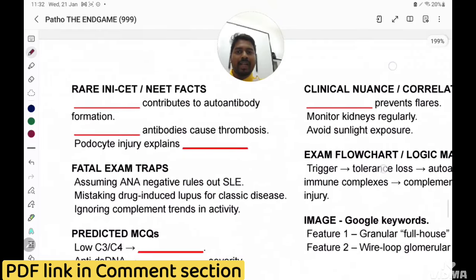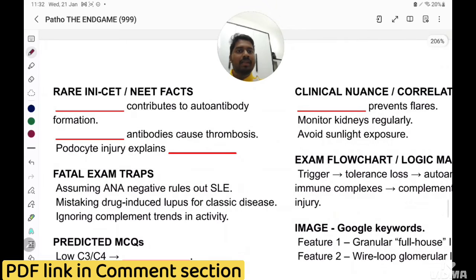So what contributes to autoantibody formation? Basically, which unique process is it? It is NETosis. NETosis is one unique process which contributes to antibody formation. What causes thrombosis in SLE? In SLE, if there is a thrombosis question, say some brain stroke or MI has happened, then you have to think of APLA antibodies, or antiphospholipid antibody syndrome.